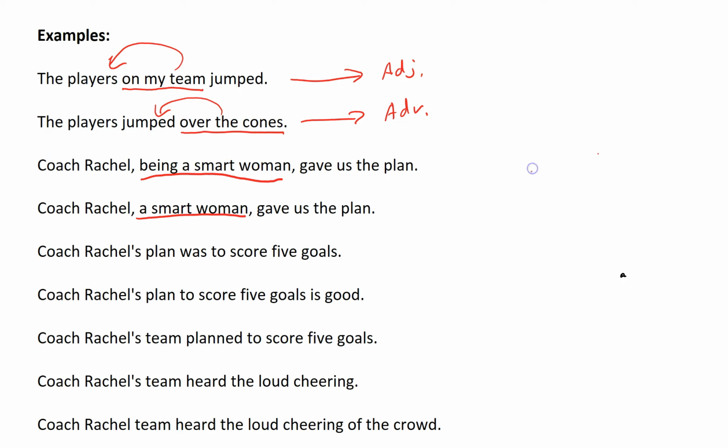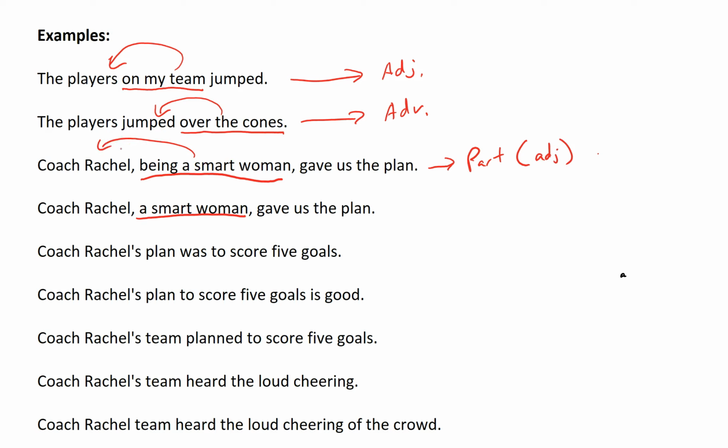Next, let's look at the next 2 sentences. Coach Rachel, being a smart woman, gave us the plan. And then Coach Rachel, a smart woman, gave us the plan. I've already underlined the two phrases, being a smart woman and a smart woman. Now, they're not the same. The first one starts with the word being. Being is a verb. In this case, it's acting like an adjective. Therefore, we call these phrases participle phrases. And participle phrases act like adjectives. Being a smart woman is describing Coach Rachel.